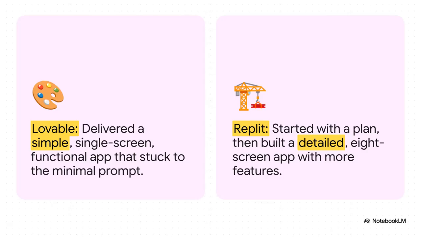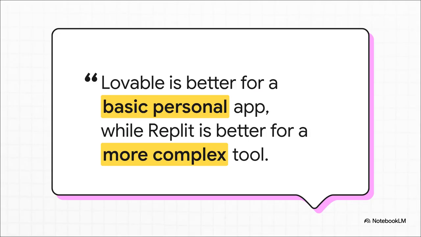And whoa, the results were fascinatingly different. Lovable just jumped right in and started building. It delivered a functional, single-screen app that was exactly what the minimal prompt asked for. But Replit, it took a two-step approach. First, it was like, hey, here's the plan. And once that was approved, it went and built a much more detailed 8-screen app with a whole lot more features. So the takeaway here is actually pretty simple.